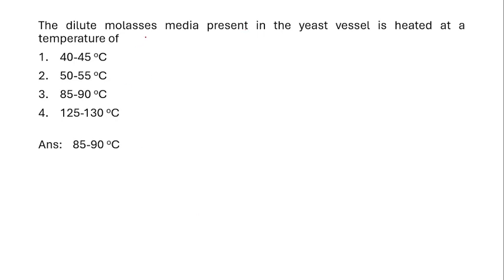Next, the dilute molasses media present in the yeast vessel is heated at the temperature of. During the fermentation process, we use the microorganism called yeast for its enzyme. Initially the molasses is diluted, and only then is it mixed with the yeast before the fermentation process. So what is the temperature maintained, they are asking? The temperature maintained is 85 to 90 degrees Celsius. It ensures the conversion of the disaccharide into ethanol.